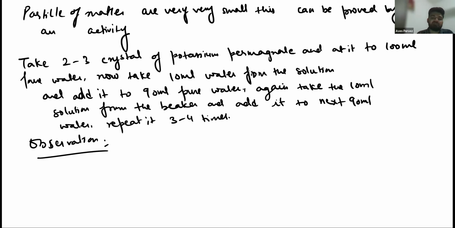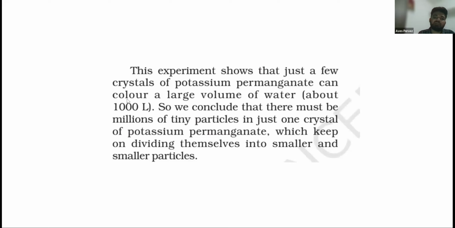So write the observation. This experiment shows that a few crystals of potassium permanganate can color a large volume of water, about 1,000 liters. So we conclude that there must be millions of tiny particles in one crystal of potassium permanganate, which keep on dividing themselves into smaller and smaller particles. Okay. So please note it down as the observation.